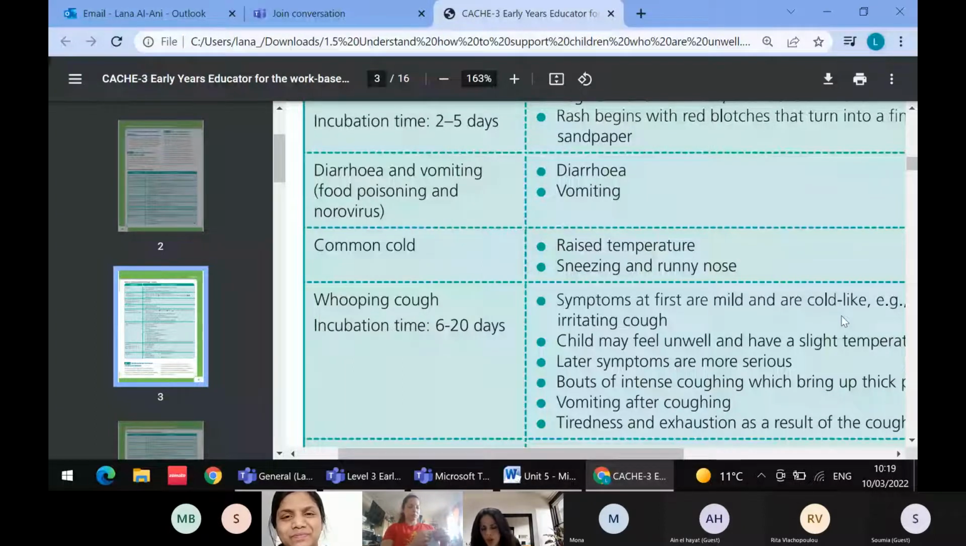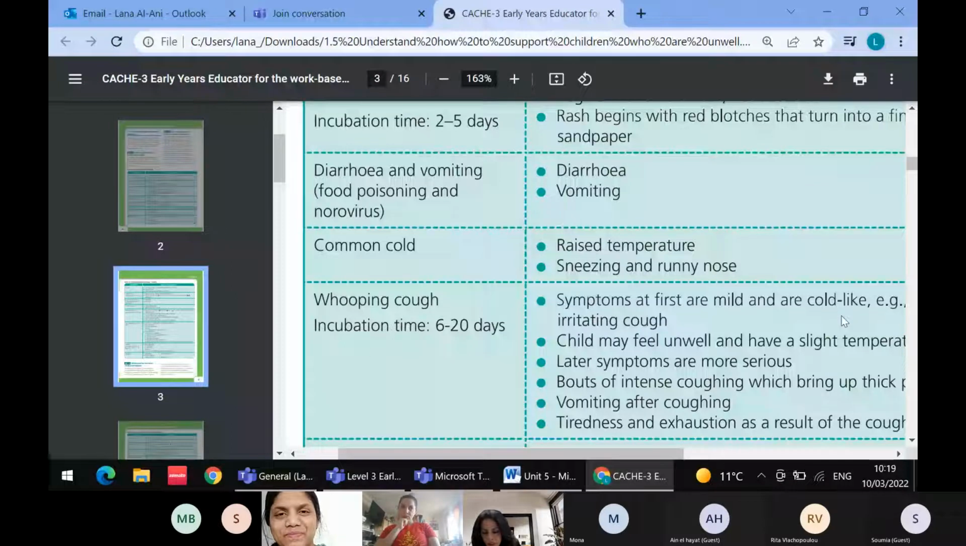Okay, very good. So how about the common cold? Do we know anything about the common cold? Yes, runny nose. Very good. Runny nose, sneezing, temperature. Sneezing, and also the temperature will go higher. Very good. Rise in temperature.